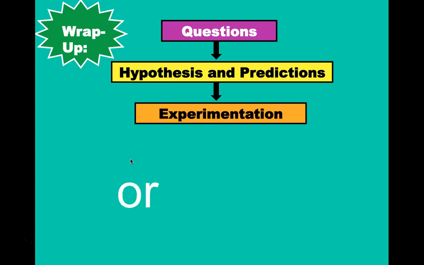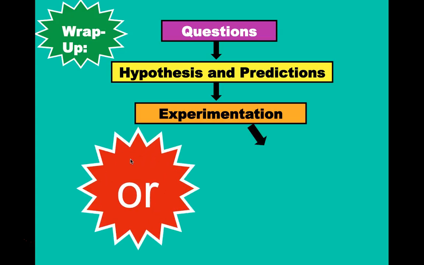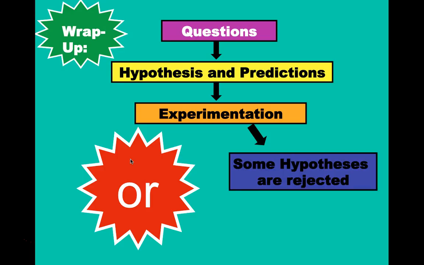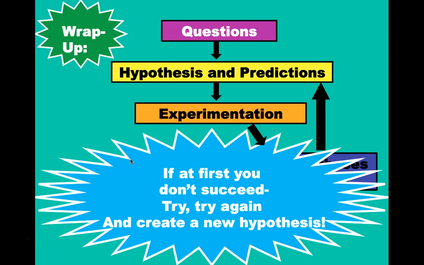Remember, there's always the other side where maybe your hypothesis doesn't match your conclusion. And your hypothesis would then be considered rejected. That's okay. Most of the time, that's what happens anyway in science. All you have to do is go back, revise your hypothesis, try a new experiment, and continue to work. If at first you don't succeed, you always try again and you create a new hypothesis, because eventually you are going to have a hypothesis that is supported.